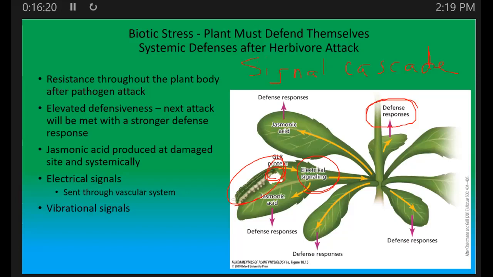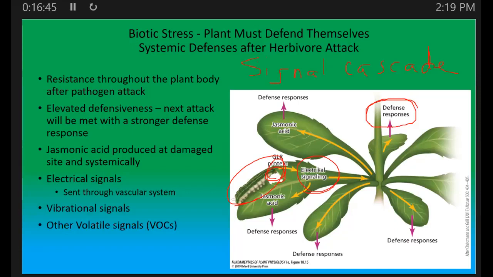And so the plant has more than one way to figure out what's attacking me. In this case, with the caterpillar, it's the chemicals in its saliva, it's the vibration of its chewing, and then the electrical signals coming from that will also play a role. And then, of course, the hormones kick in and start helping the plant defend itself.